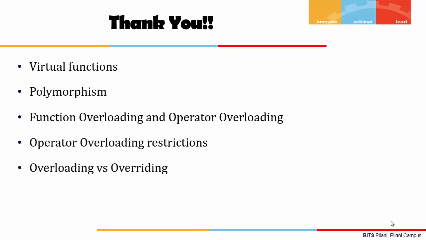Then we moved to operator overloading, which gives additional meaning to normal operators. We discussed the different operators, binary and unary, where operator overloading is used. We also saw the restrictions in overloading and which operators cannot be overloaded. Finally, we concluded our lecture with the difference between overloading and overriding, which is discussed in inheritance. So, function overloading and operator overloading are an important part of polymorphism, and overriding is an important part of inheritance.